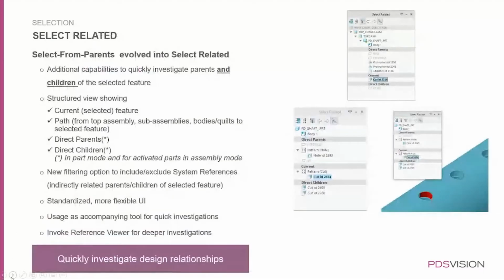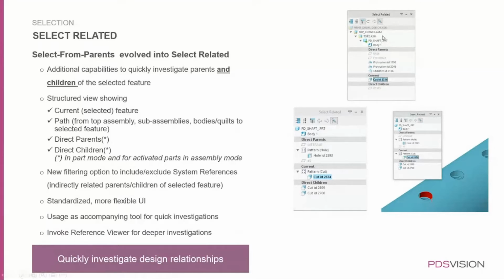Then we have something else for probing the geometry called select related. The idea is that if you click something and then click this button, you will get the select related dialog. It will say your current feature is a cut, it's a member of a pattern, and the direct parents are in here and the direct children are in here. So this gives you the capability to investigate design feature relationships: what is affected if I change this one?